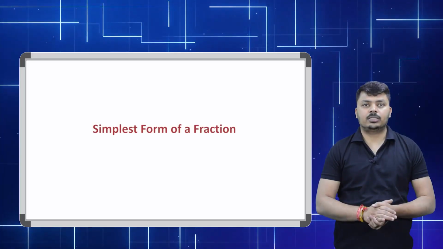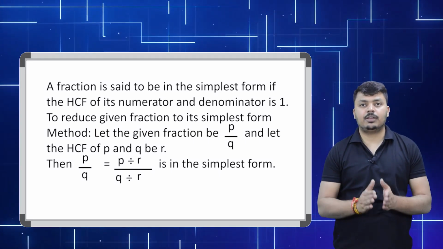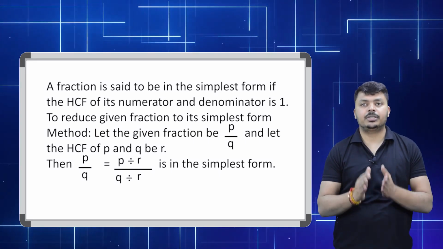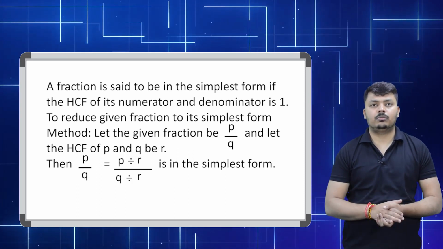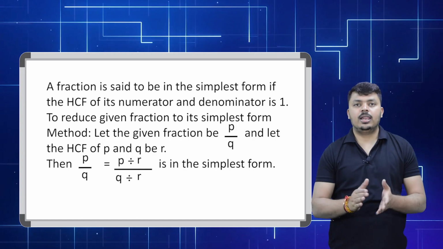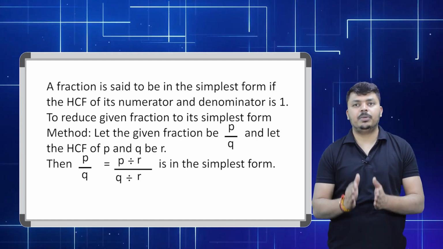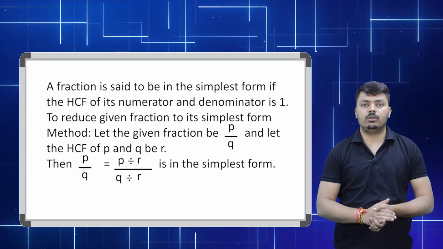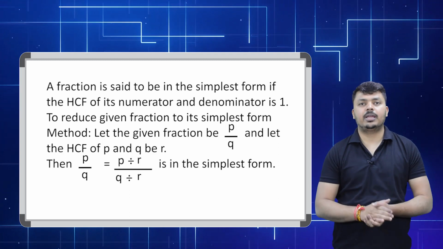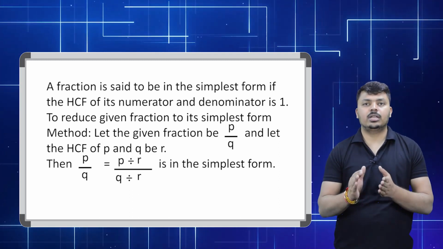Simplest form of a fraction. A fraction is said to be in the simplest form if the HCF of its numerator and denominator is 1. To reduce a given fraction to its simplest form, the method is: let the given fraction be P by Q and let the HCF of P and Q be R. Then P by Q is equal to P divided by R upon Q divided by R, which is in the simplest form.